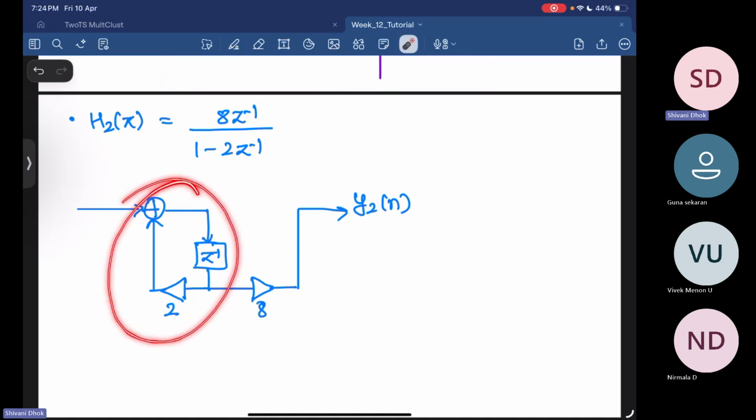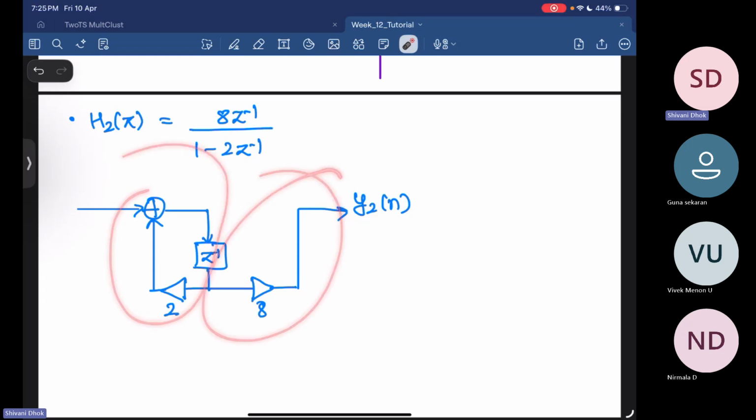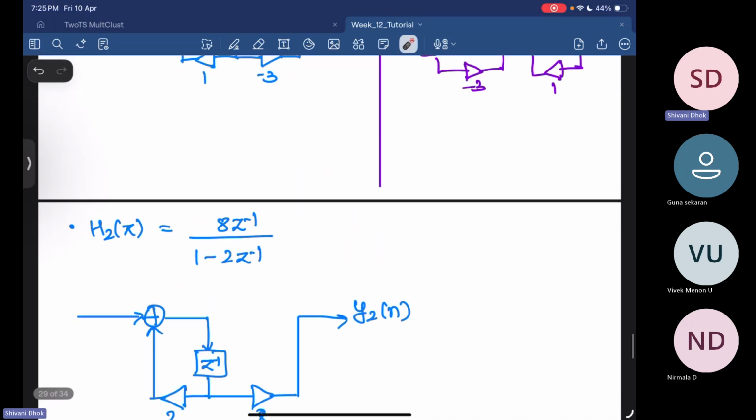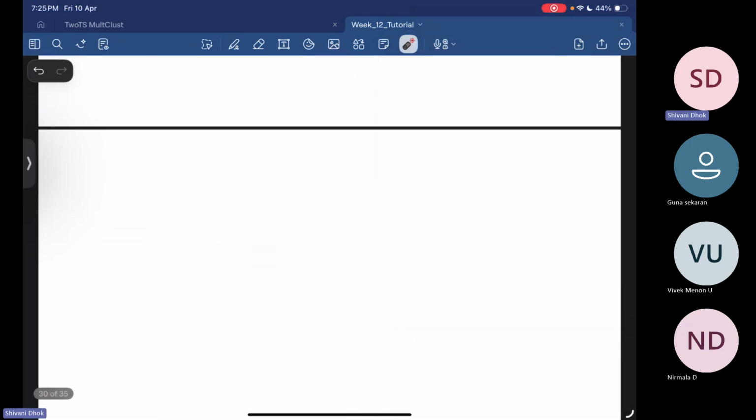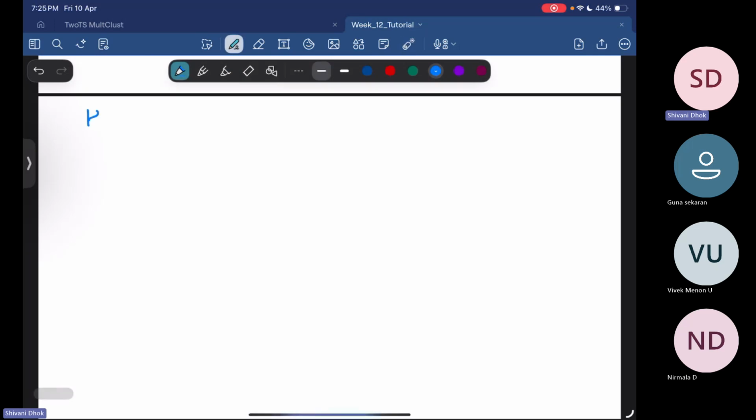So this part is 1 minus 2z inverse, and this part is basically your 8z inverse. This is your numerator part. This is your denominator part. Okay, so now you have h1 of z, h2 of z. What is your h of z? Your h of z is 1 plus h1 of z plus h2 of z.